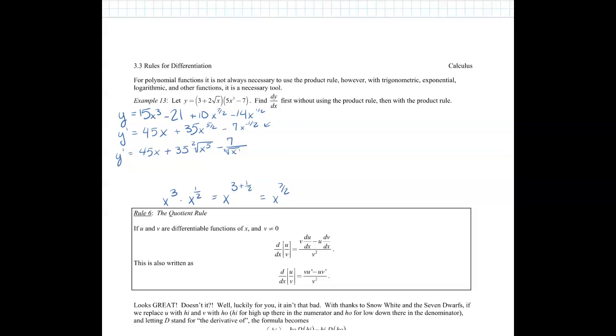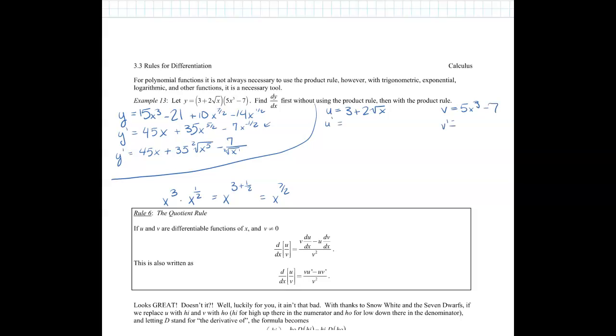Okay, that was without the product rule. Not so fun. Alright, now with the product rule, I'm going to take the derivative of both pieces. So I am saying, okay, well, u is going to equal 3 plus 2 times the square root of x, and I've got v, which is equal to that 5x cubed minus 7.